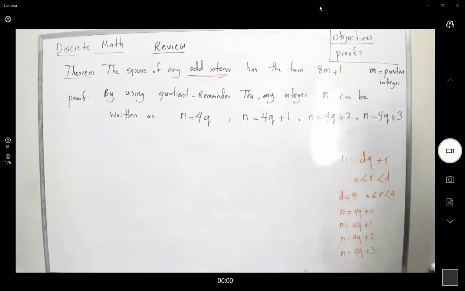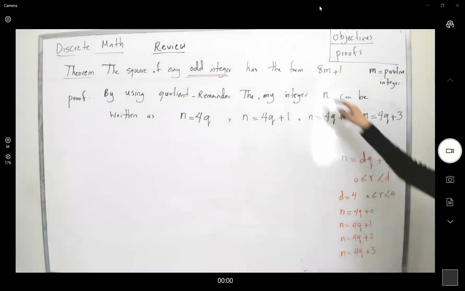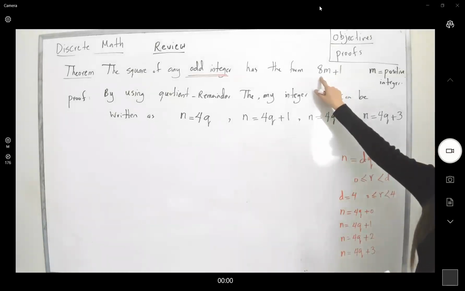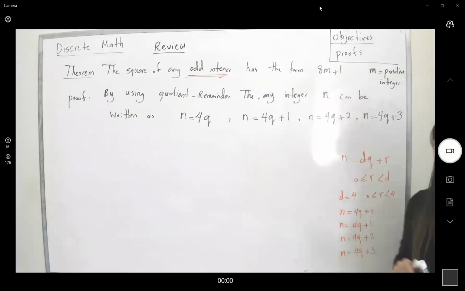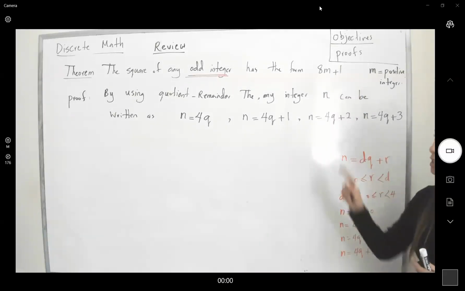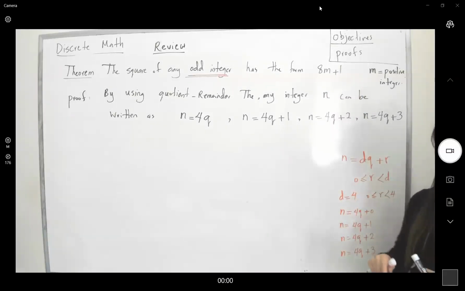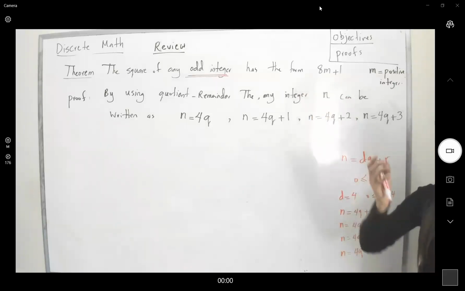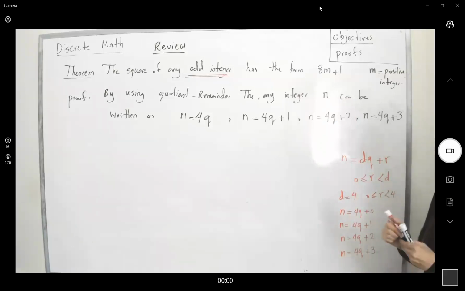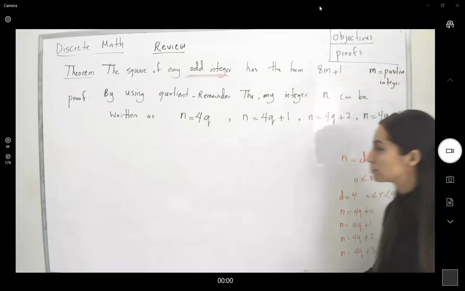Why am I selecting 4? Because this theorem says it is 8m plus 1. I'm looking for 8. If I square the odd values, I get 4 squared, which is 16. So somehow I can end up with 8: 16 is 2 times 8, so I can create 8. That's why I'm selecting d to be 4. I'm not selecting d to be 3 or 2 or other numbers. Okay.